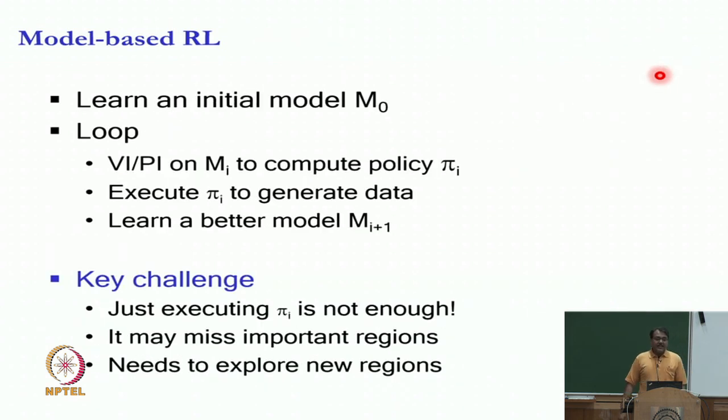So the key challenge is that just executing pi_i is not enough, because it may miss important regions where pi_i does not take me. We need to, as Ashray said, explore new regions. And the current way of defining it has not solved this problem. Okay, we will come back to this question after we do the next algorithm. So we will talk about exploration versus exploitation in a few minutes. So let us first take the model free leap and say that we want to go from model based to model free, and like we had TD learning, what is the equivalent of TD learning for this general version where I do not know a policy.